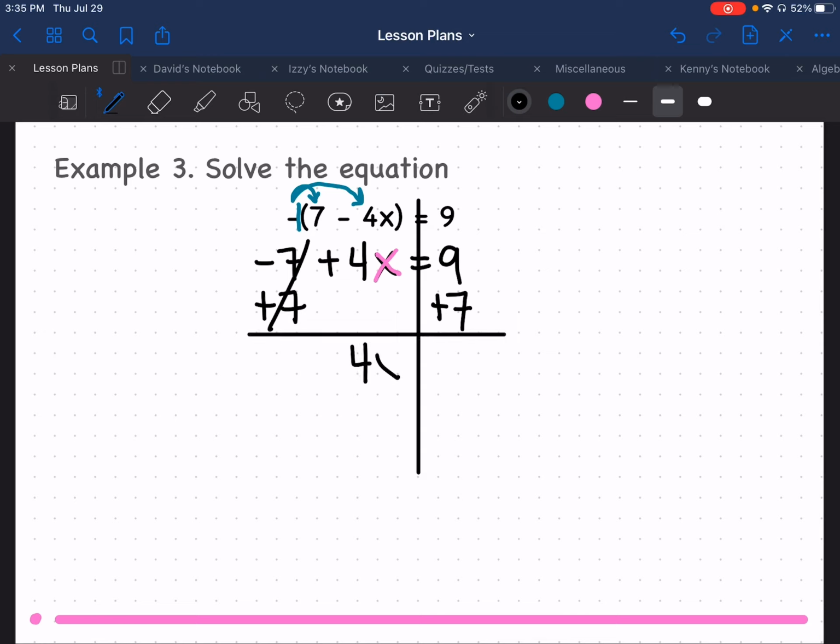Bring down your 4x, and 9 plus 7 is 16. Highlight that X one more time because there's still the 4 hanging out in front of it. Remember that it's hiding the multiplication. So to undo your last step, undo your multiplication and division with its inverse. They go together because they are inverses. So I'm just going to divide by that number. And 16 divided by 4 is 4. Good luck on your Schoology assignment.